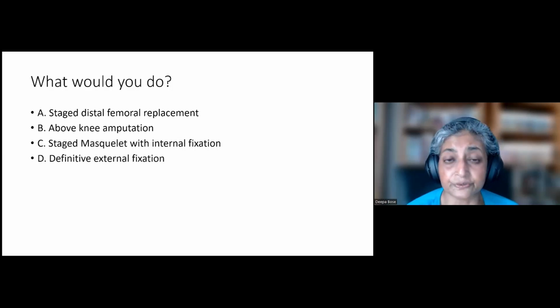An above knee amputation is a reasonable option in this patient because it gets rid of the problem with 1 operation. Staged revision with internal fixation is probably the least favored option here because putting more internal fixation in wouldn't work. First of all, you don't have much distal femur left. And secondly, further internal fixation is a bad idea in the presence of infection. And then again, definitive external fixation, this patient would not have been able to tolerate it. And there isn't much distal femur left to salvage. So A and B are both reasonable options in this case, but because of the patient, B is the option that we choose.